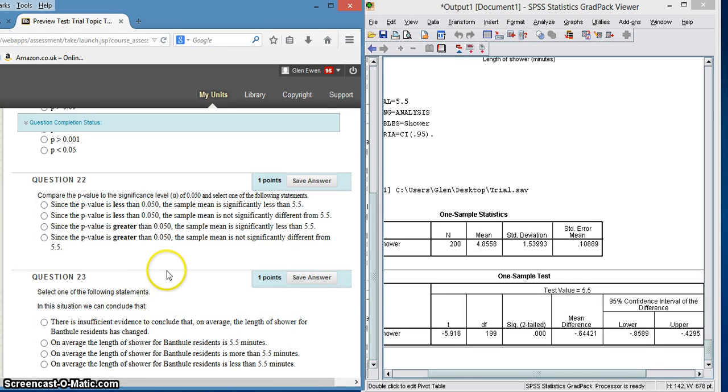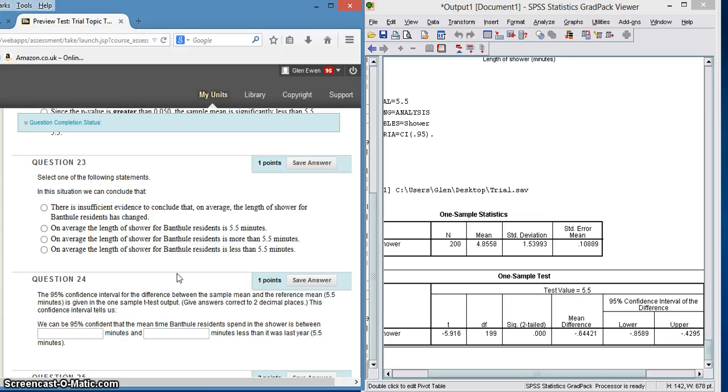Compare the p-value to our significance level. So we set 0.05. We were happy to accept that when we got a much lower level, so we know that this really was a significant result. Since the p-value is less than 0.05, the sample mean is significantly less. Okay, so we knew the numbers were different, but we're talking about statistically, were they significantly less.